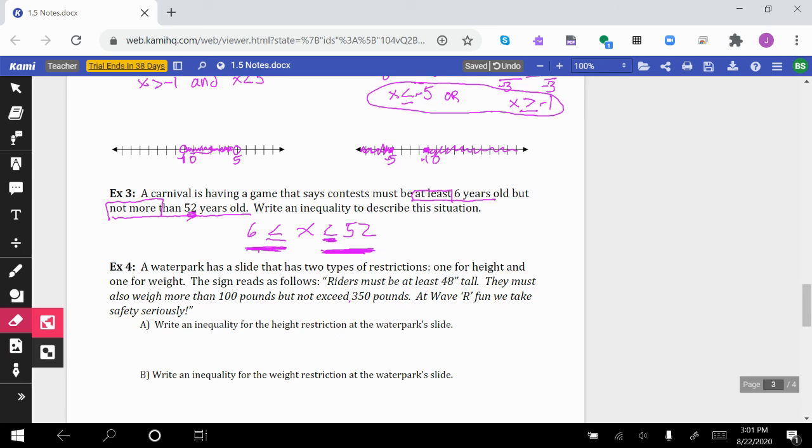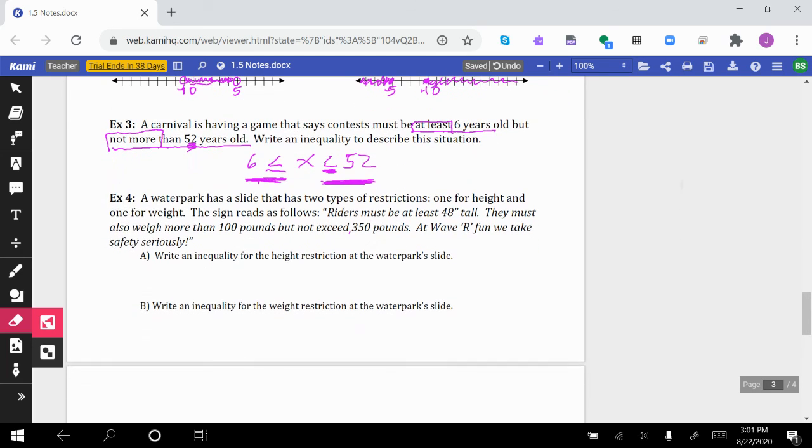Why don't you go ahead and try number 4 on your own, and then we'll come back. All right, so number 4, check your work. So we have a water park that has a slide that has 2 types of restrictions, one for height and one for weight. The sign reads as follows.